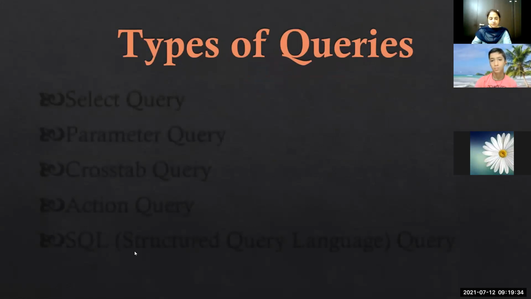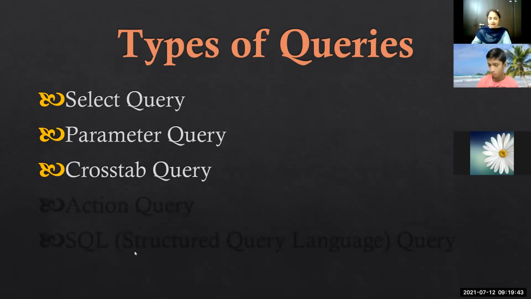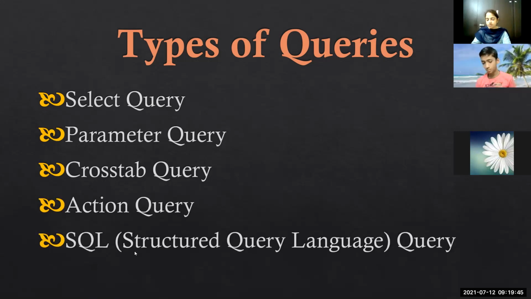Okay, there are 5 types of queries. One is select query, parameter query, cross-tab query, action query, and SQL query, that is the structured query language. You can underline the definition in your books also. On page number 47, you have the definition. A query is a database object that helps us to retrieve and view information from one or more database tables that meet the specific condition or criteria. Underline the definition. Then there are 5 types of queries. These are given again on the same page number 47.